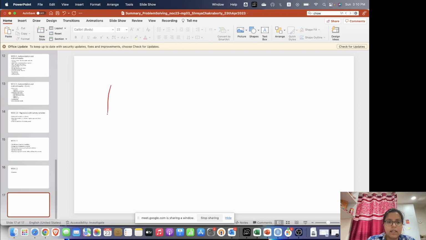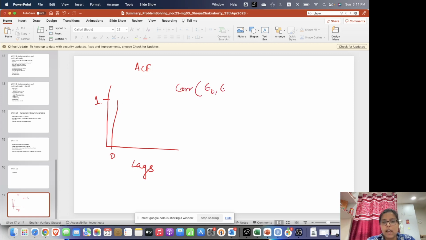So let's say this is my ACF, or autocorrelogram function, and here I'm going to represent lags. So these lines, especially the first one at lag 0, will be 1. This is actually the correlation between ET and ET minus I, where I is the ith lag. So these are the serial correlations.